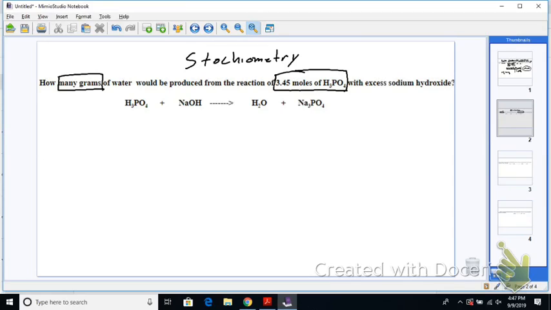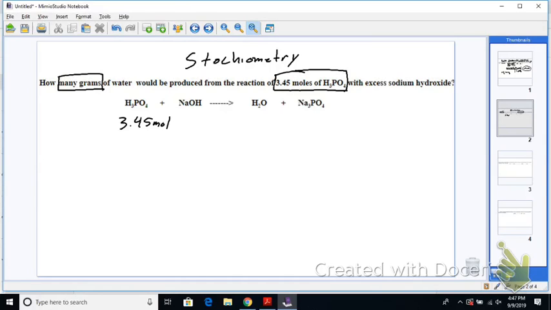So again, down below I'll write down how many I have of each thing. So I got 3.45 moles of phosphoric acid. That's what that is, H3PO4. It's got the H out in front. So that's what I'm starting out with. What I'm going to have to do is find how many grams of water this produced.